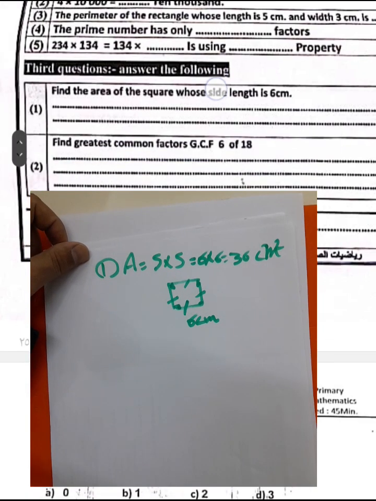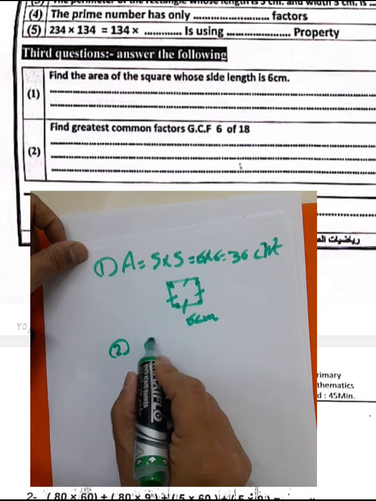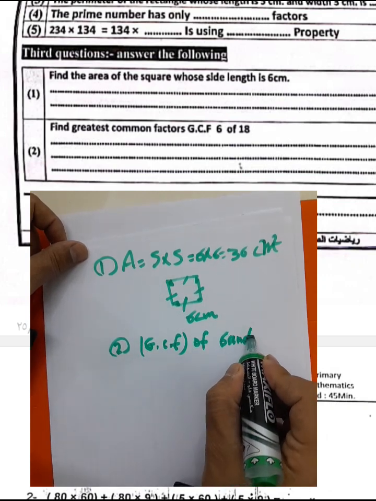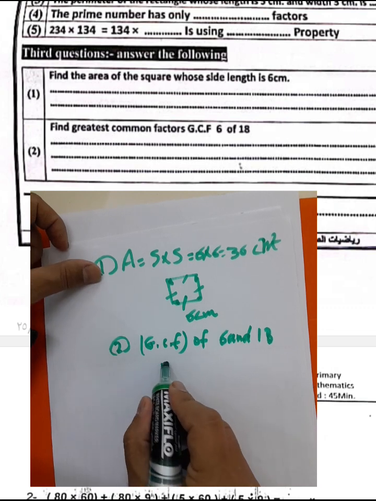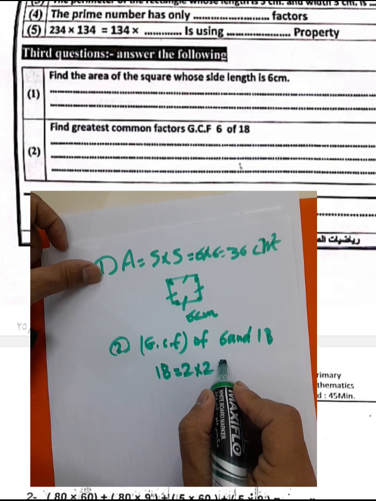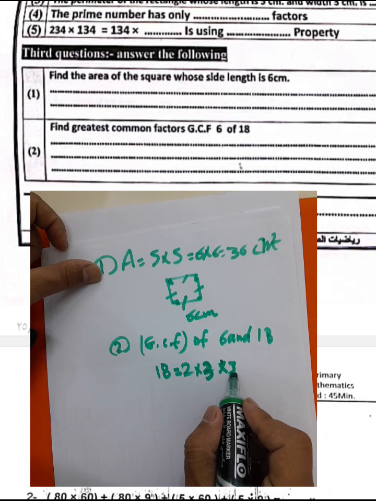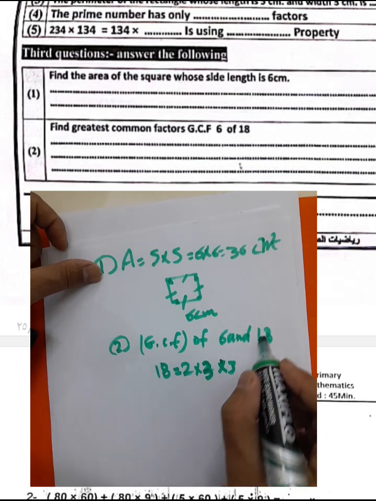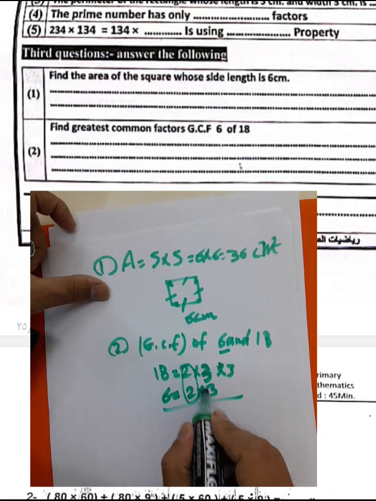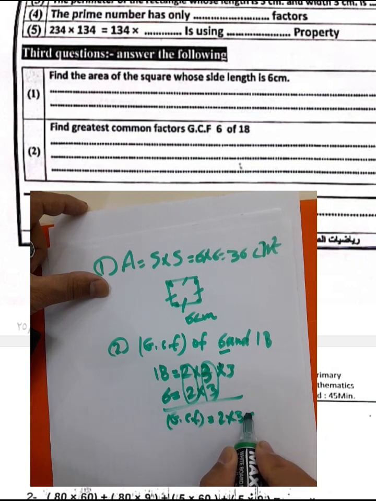Okay, question number 2. Find the greatest common factor of 6 and 18. We know 18 equals 2 times 3 times 3, because 2 times 3 is 6, and 6 times 3 equals 18. And 6 equals 2 times 3. Then draw the circles to find the greatest common factor. It will be 2 times 3, which is 6.